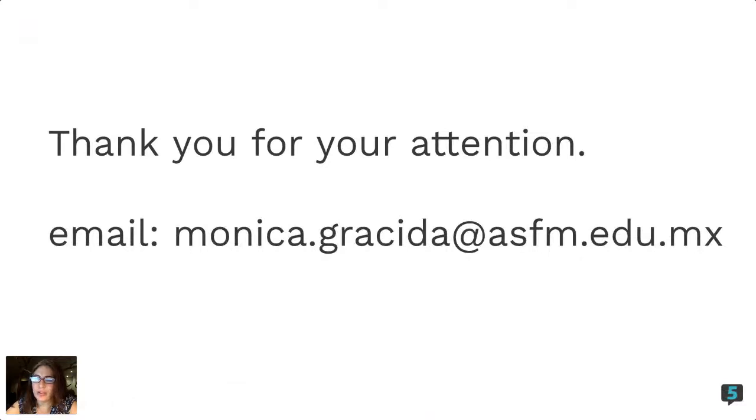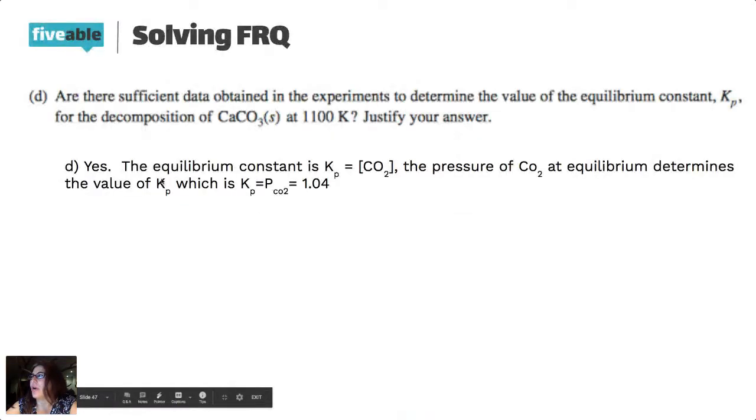So for the answer, do we also add 1.4? Let me go back to that. Okay, so the justification is where you have to specify that the Kp will only be determined by the pressure of carbon dioxide at equilibrium. Since they gave you the pressure of carbon dioxide is 1.4, that's all you need to determine the K. There's nothing else that you will need.